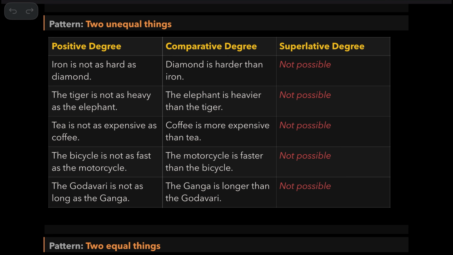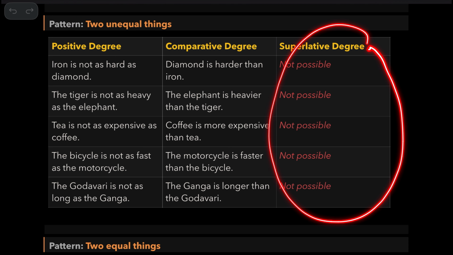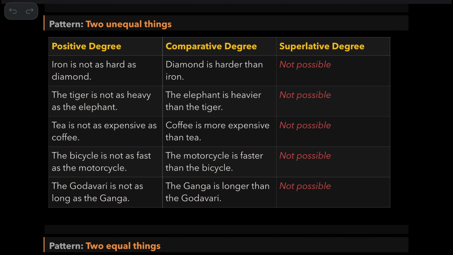Now, let us take a look at this third pattern in which two unequal things are compared. You don't have superlative degree because only two things are compared here. So, iron is not, or this is pronounced iron with the letter R silent. Iron is not as hard as diamond. The tiger is not as heavy as the elephant.